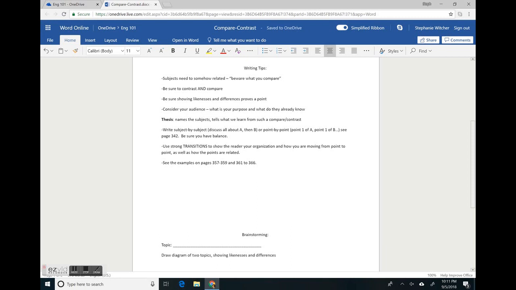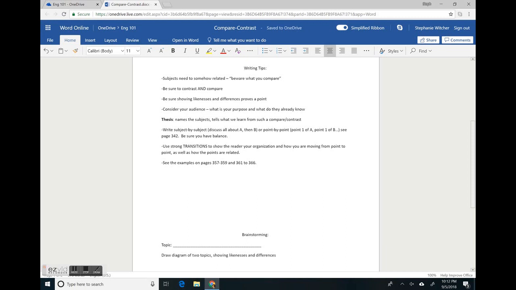All right. You also need to make sure that you use strong transitions because you're going to be moving back and forth between these two items. Strong, clear transitions are imperative to making this paper work. So be very careful with your transitions. Also, this isn't on there, but definitely something to think about. You cannot use the word "it" in this paper because we don't know what "it" will be. Okay, if we're comparing apples and oranges, we don't know whether the "it" refers to the apples or to the oranges. So be very, very careful about the words that you're choosing because you need to make sure that you're making yourself clear. All right.